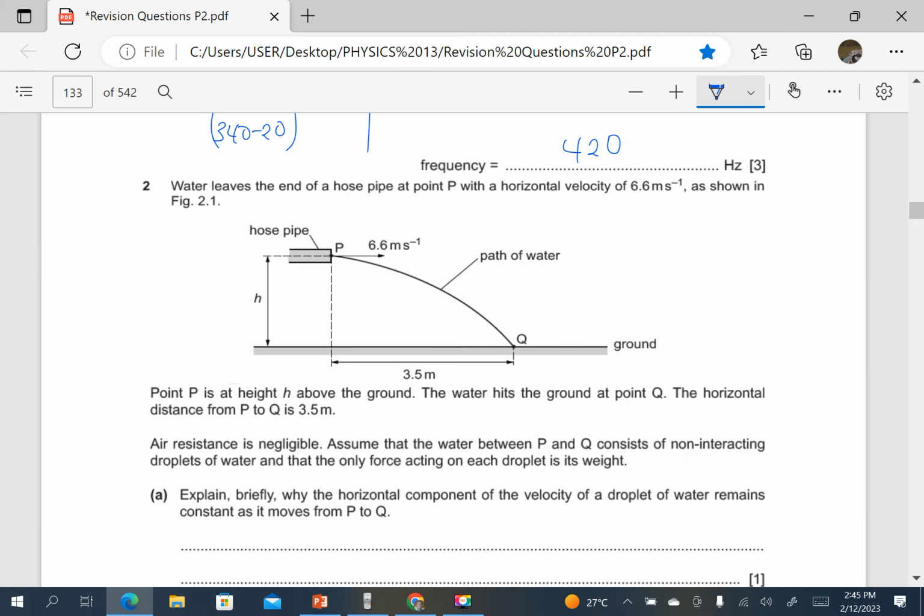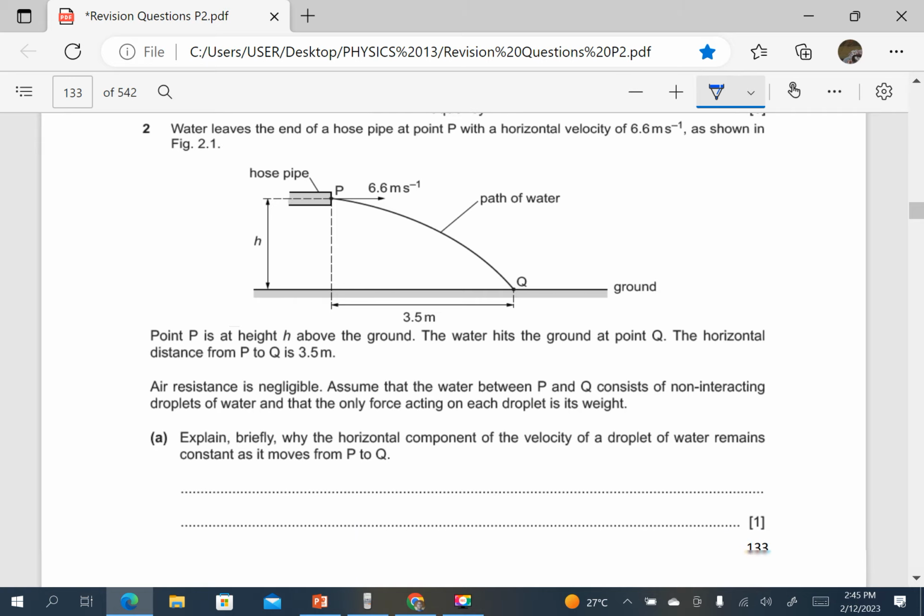Okay. Water leaves the end of a hose pipe at point P with a horizontal velocity 6.6 meters per second as shown in the figure. Point P is a height h above the ground. The water hits the ground at point Q. The horizontal distance from P to Q is 3.5. Air resistance is negligible. So equations of motion can apply because the acceleration is constant. Assume that the water between P and Q consists of non-interacting droplets of water and that the only force acting on each droplet is its weight.